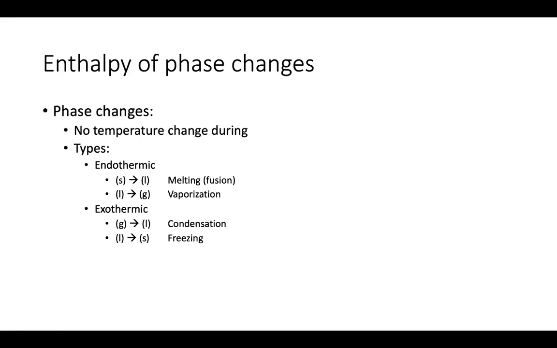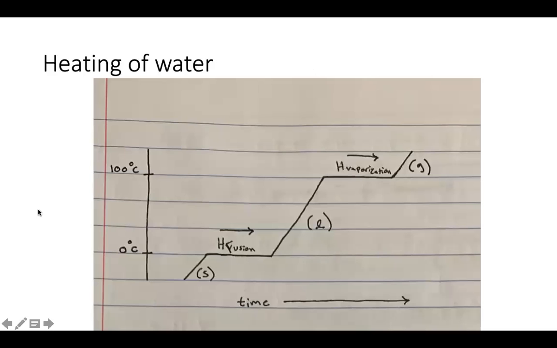Okay. Going in the other direction, however, we have exothermic phase changes. So from a gas to a liquid, we call that process condensation. And then from a liquid to a solid, we refer to that as freezing. Okay. But it is very important to associate the liquid to gas conversion as vaporization and the solid to liquid as fusion, okay? Because we will be using those shortly.